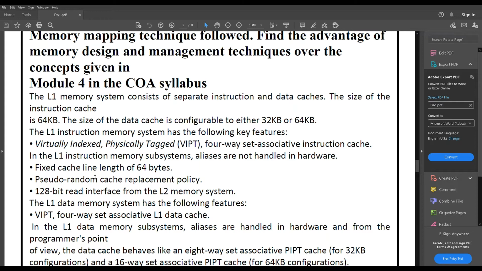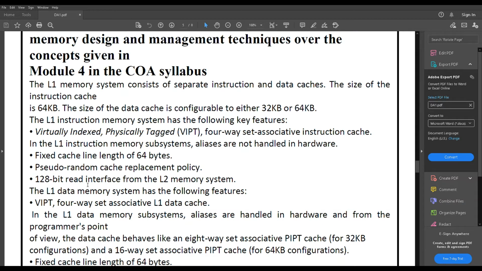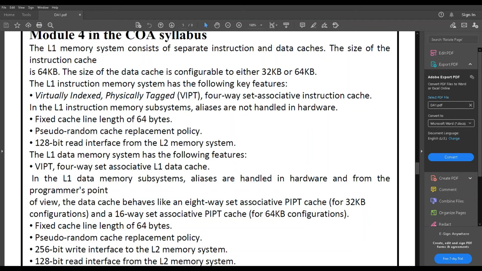In the L1 instruction memory system, aliases are not handled in the hardware. It has a fixed cache line length of 64 bytes, a pseudo-random cache replacement policy, and some more features of the L1 cache system are given below.